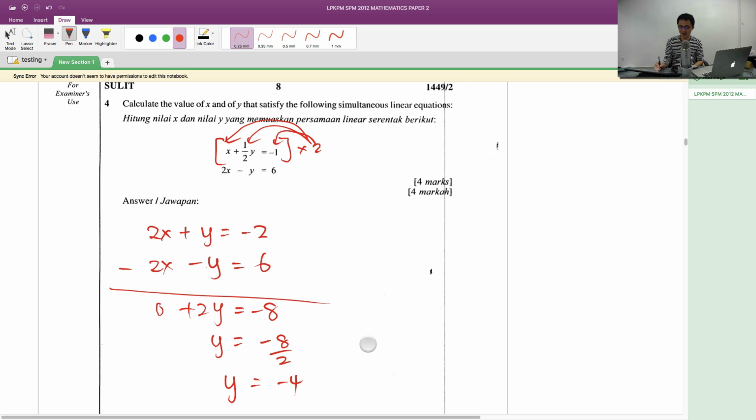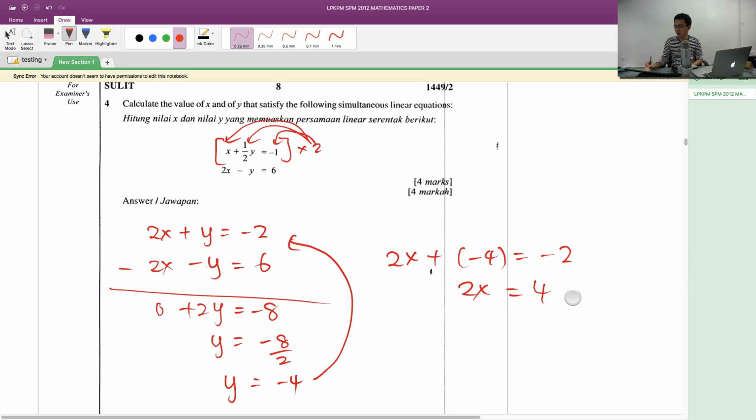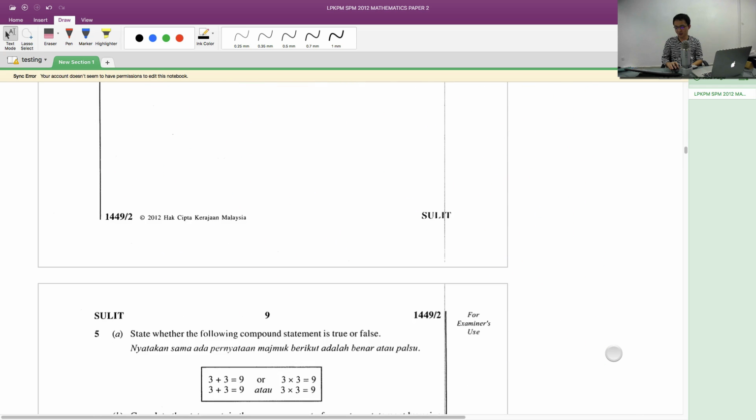After you got the answer, substitute into one of it. You can choose the first equation or second equation. It doesn't matter. Both also will give you the same answer. So this is 2x plus negative 4 equals to negative 2. So 2x equals to 4 minus 2 because negative 4 just become positive 4. So 2x equals to 2. X is just equals to 2 divided by 2. X is just equals to 1. Very easy. You can get 4 mark. I guess this one should be very easy for you.